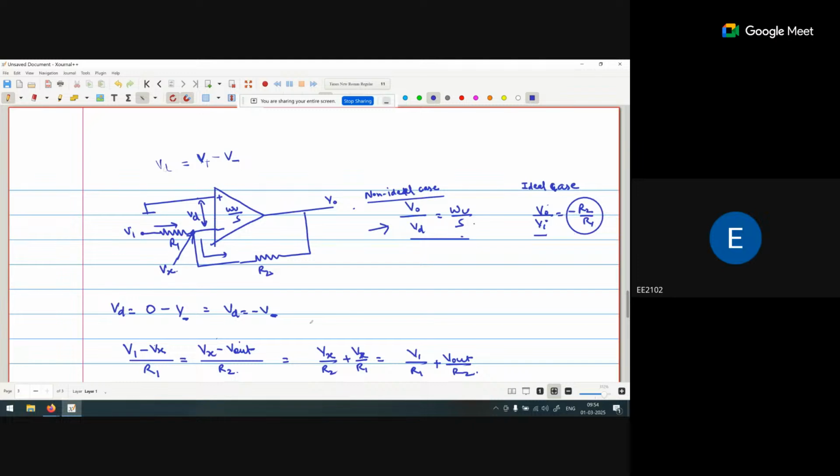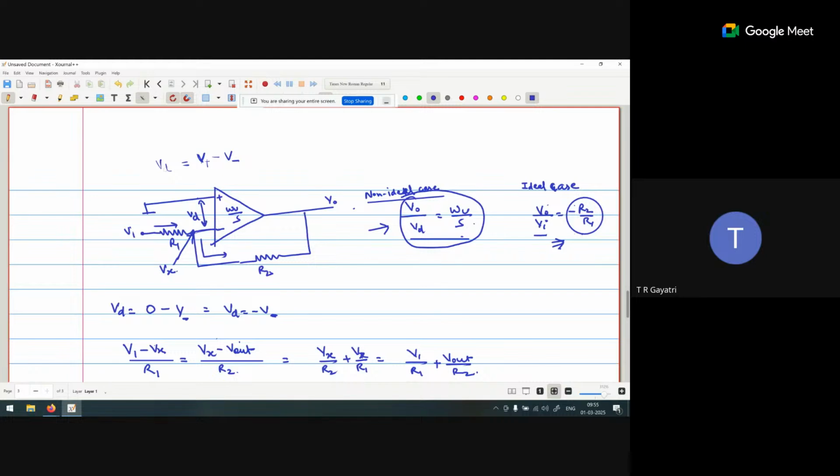We calculate this particular Vx voltage in this term. That means if the current is passing through this one, what is the Vx voltage? Because we don't know this voltage, for calculating Vx we use the current passing through this one. But if we write this equation V naught upon Vd is omega U by S, this is only possible when the current is passing through the operational amplifier. Otherwise, V naught upon Vd is simply minus R2 by R1, which we already solved when current is not passing through the operational amplifier.